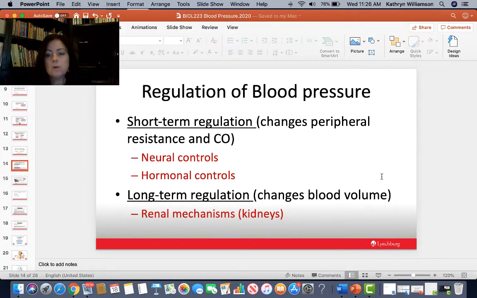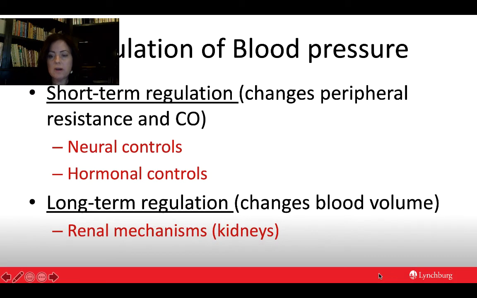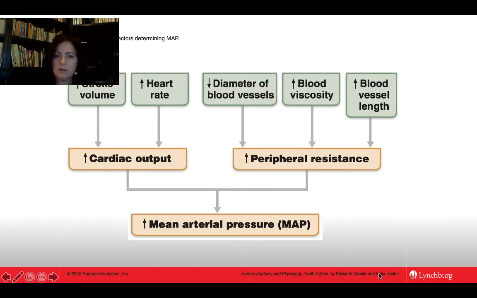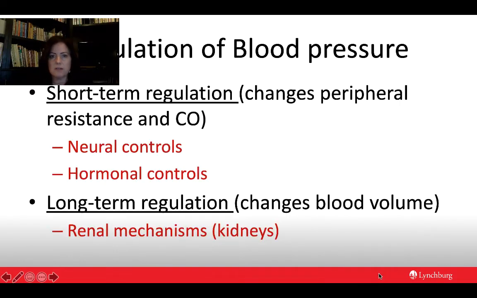Okay, so I'm picking back up with part 2 of this blood pressure PowerPoint. We had left off where we were talking about contributions to mean arterial pressure and how cardiac output and peripheral resistance are our main factors that lead into that. So now we can talk about, well, how do we adjust blood pressure? How does our body control it and regulate it?